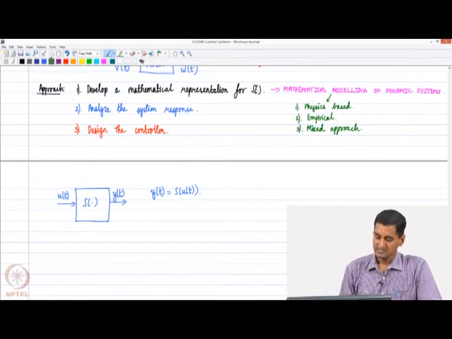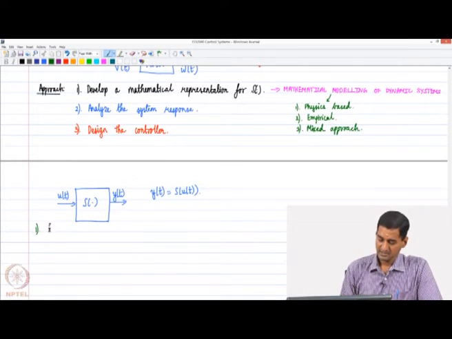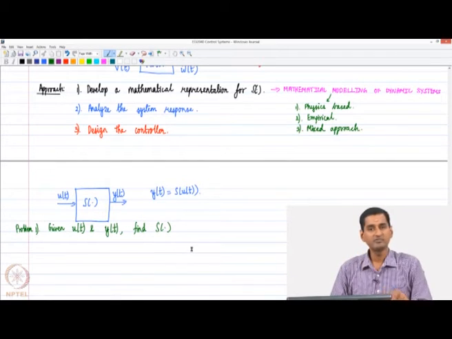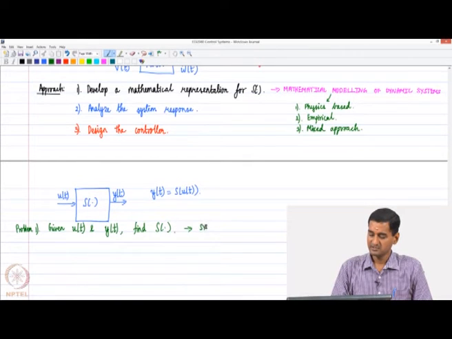Now, let me call this problem 1. The first problem I want to solve is that, given u of t and y of t, we are asked to find the mapping S that relates the input u of t and the output y of t. This problem is what is called the problem of synthesis.